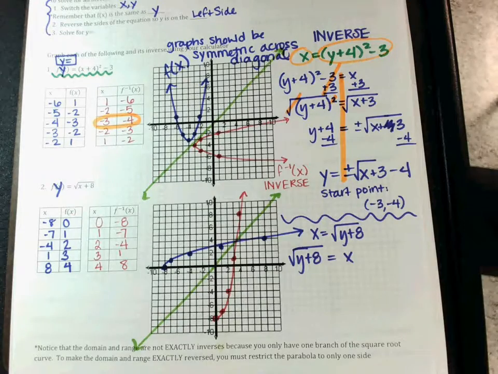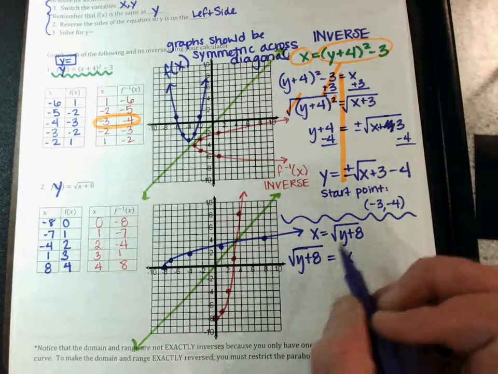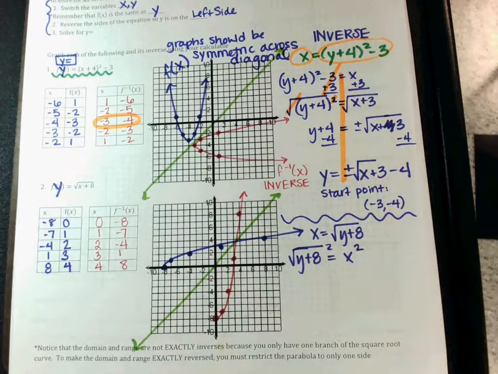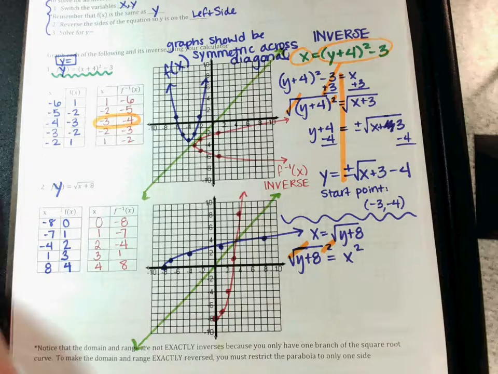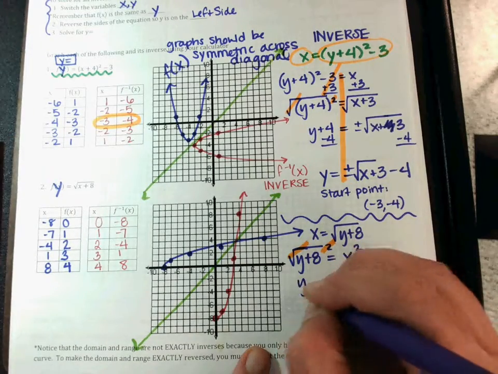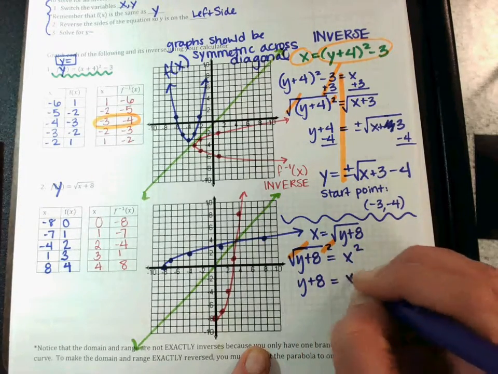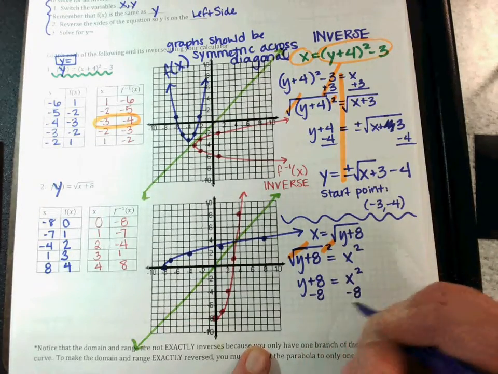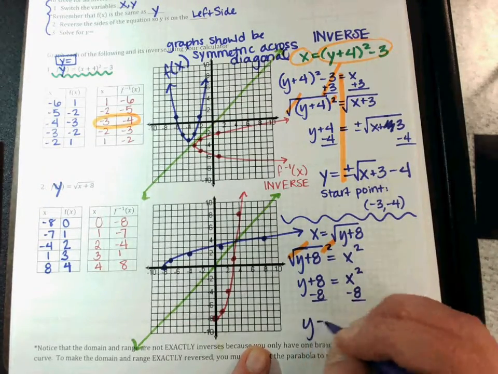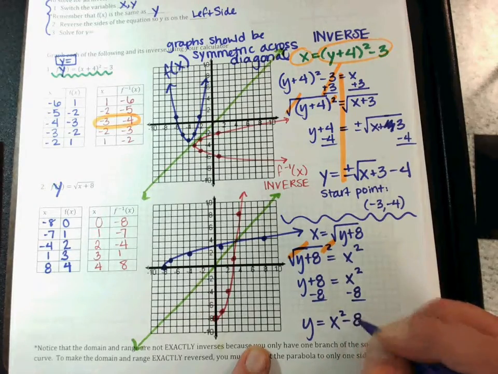How do I get rid of the square root? Square. And then square and square root do what to each other? Okay, cancel out. So now it's just a y plus 8 left over. How do I get rid of a plus 8? So I have y equals x squared minus 8.